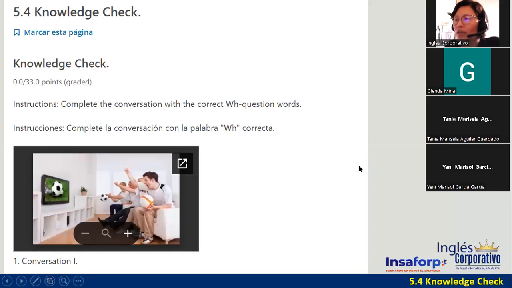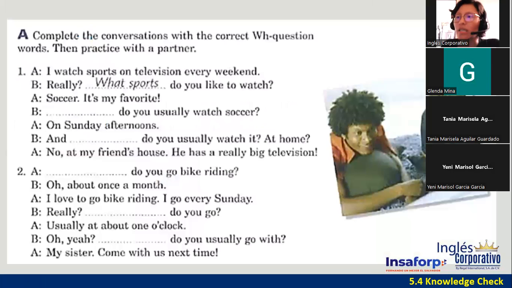And we stopped in section 5.4, which is a knowledge check, right? The knowledge check is related to the WH question words that we use in the questions, right? So this one is another exercise that you can find in the 5.4 knowledge check. ¿Me pueden revisar, chicos, si les aparece ahí este ejercicio? Este no lo hicimos ayer, de acuerdo a mis notas, okay? So let's go ahead and practice with this one, okay?